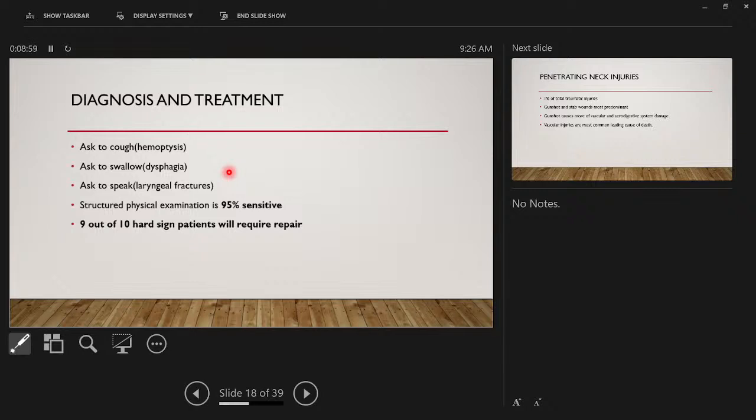In most, like 95% of the patients, the diagnosis can be confirmed by a structured physical examination itself. 9 out of 10 patients with the hard sign are taken up for OT, meaning surgical repair is done.